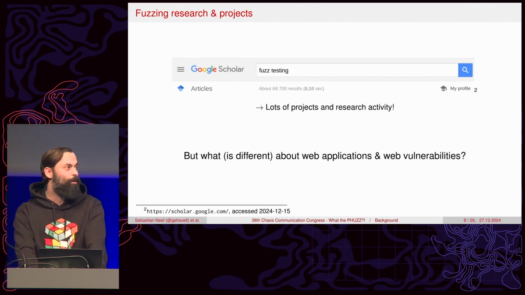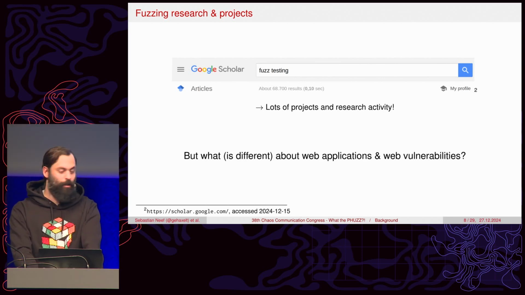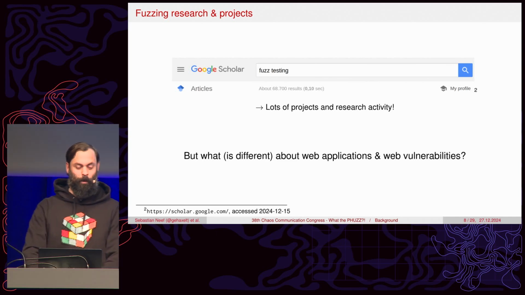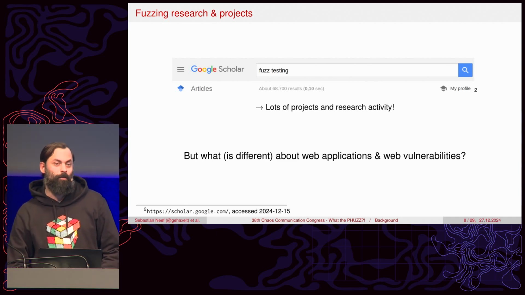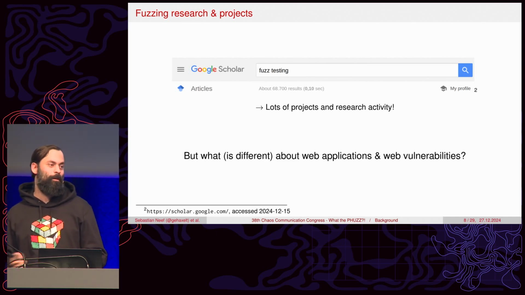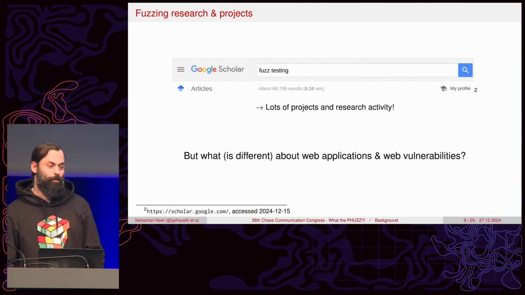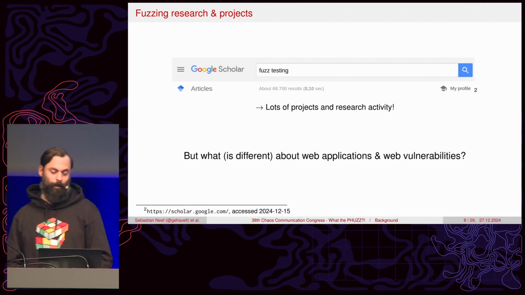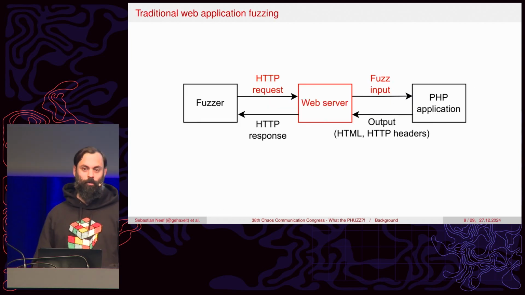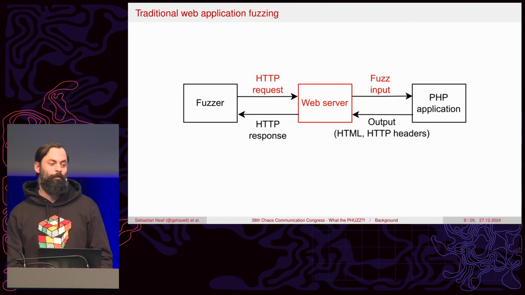So this is where I was wondering, wait, what about web applications and web vulnerabilities? I do my research in the web security domain, so I would like to find these web vulnerabilities. Why not use fuzz testing? But why is there not so much research on that?